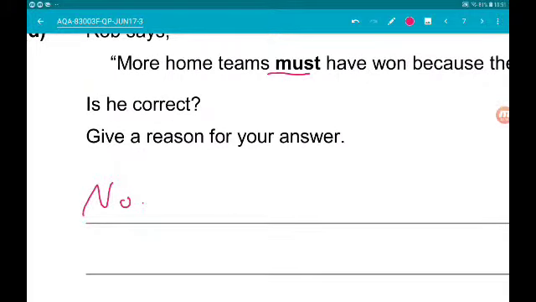The reason is that we don't know anything about the particular scores. It might be that every home goal in the bar chart was scored in one match. So they might have won one match and then lost the other 9. So I'm not going to write it, but that's the reason. Cool.